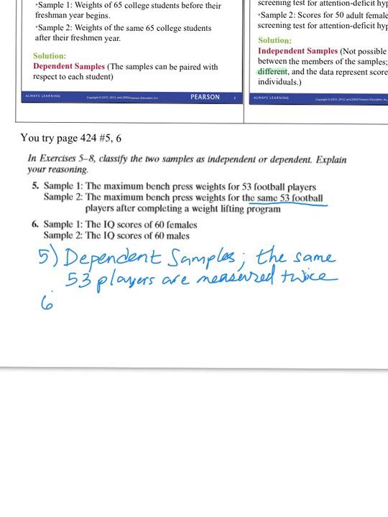Okay, example 6. Sample 1 is the IQ scores of 60 females, while sample 2 is the IQ score of 60 males. Okay, and in this case, I would clearly think that a sample of females and a sample of males are independent samples in this situation. Okay, so maybe the males and females are not paired.